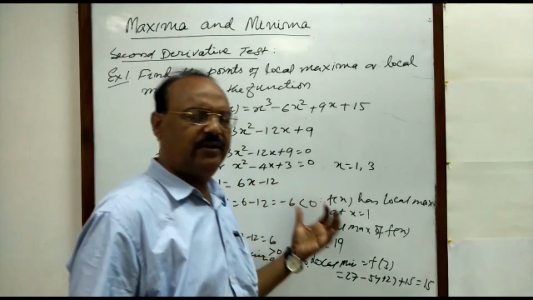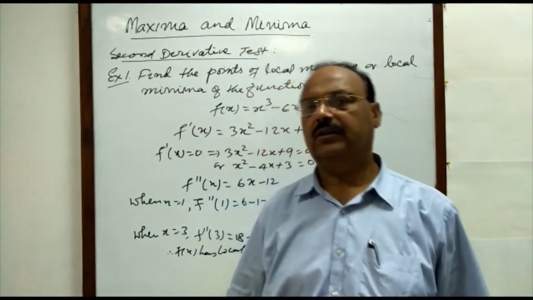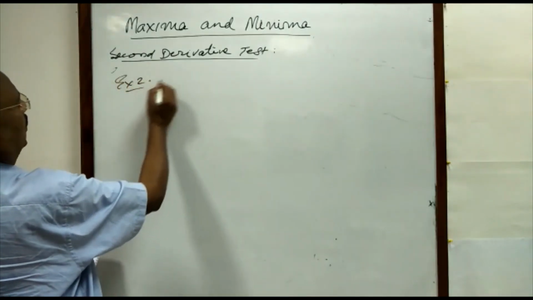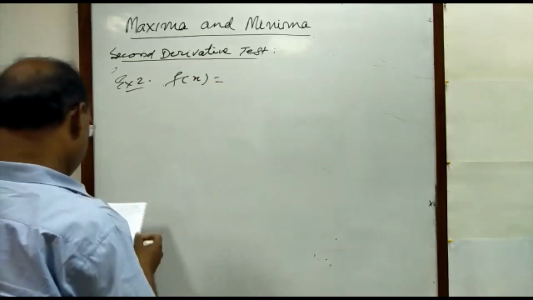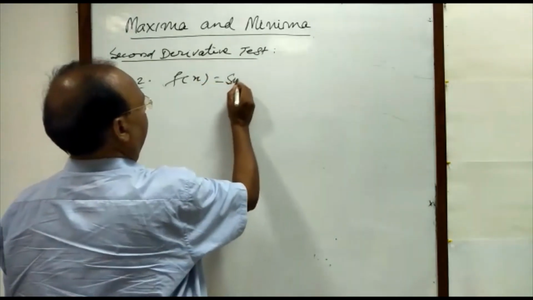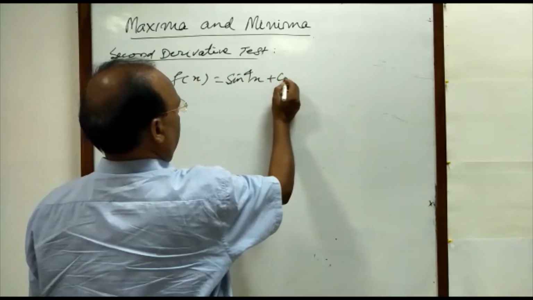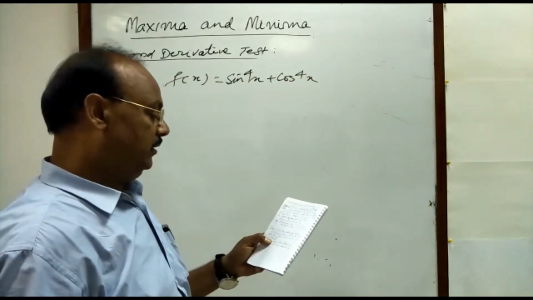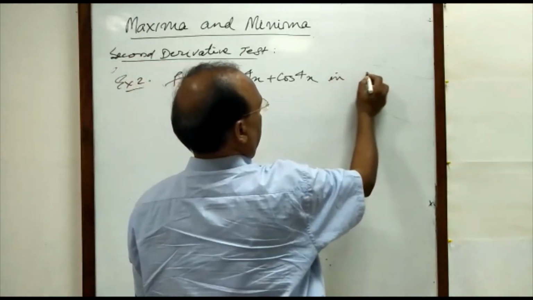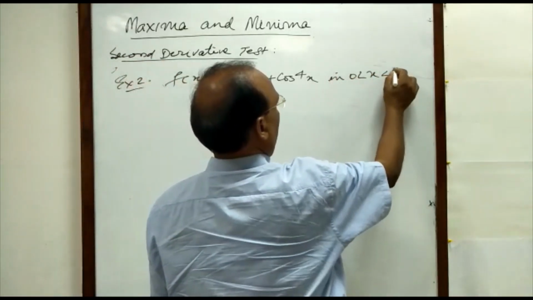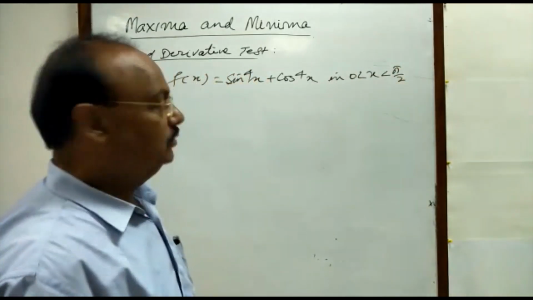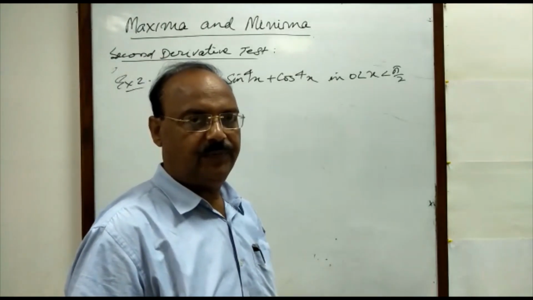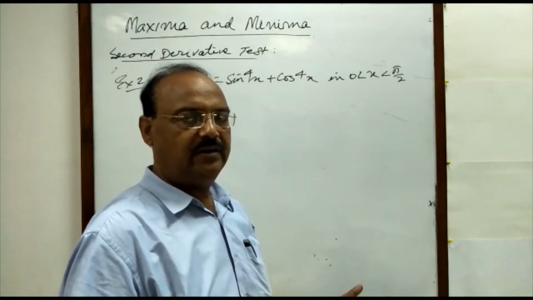So dear students, in this way we can use second derivative test. Now let us see the next question. Here the given function f(x) is sin to the power 4x plus cos to the power 4x, and the interval is already given here, in the interval between 0 to pi by 2. So for this function also we have to find out local maxima and local minima. We'll follow the same method, same pattern.